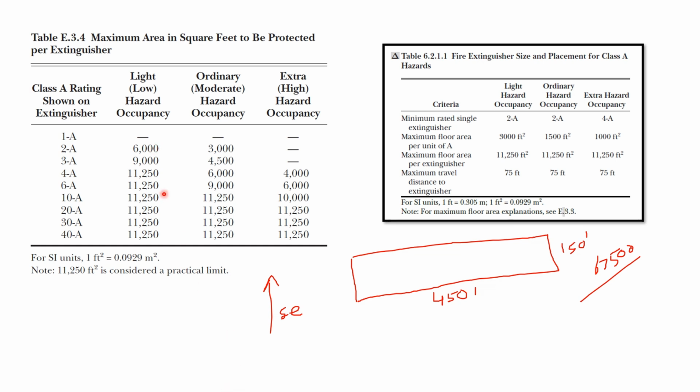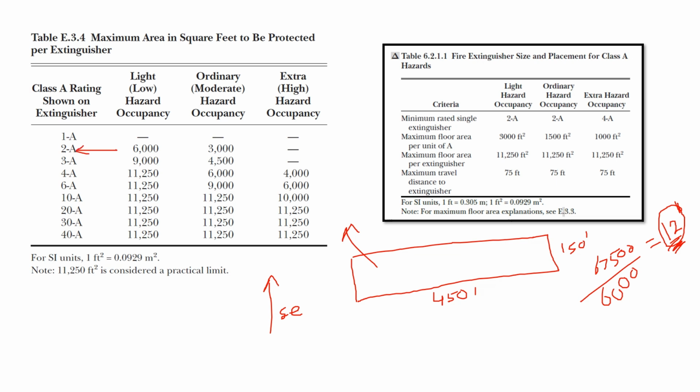Now I am going to divide 67,500 by 6,000. So here, if I divide 67,500 by 6,000, I am going to get 12 fire extinguishers. So I am going to consider, for light hazard, 12 extinguishers with class 2A rating.